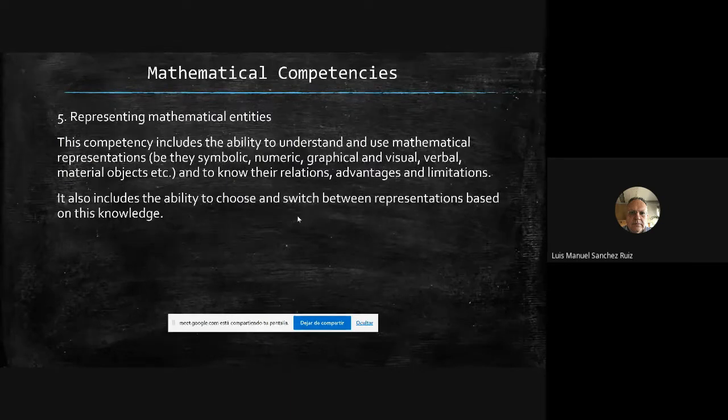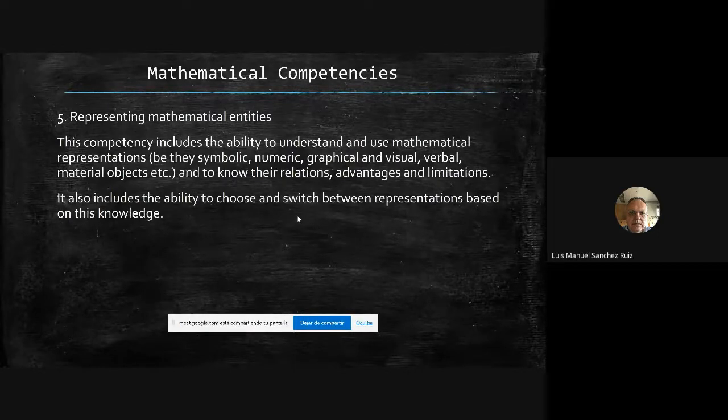The fifth one is representing mathematical entities, and this competency includes the ability to understand and use mathematical representations, be they symbolic, numeric, graphical and visual, verbal, material objects, and so on, and to know the relations, advantages, and limitations. It also includes the ability to choose and switch between representations based on this knowledge.